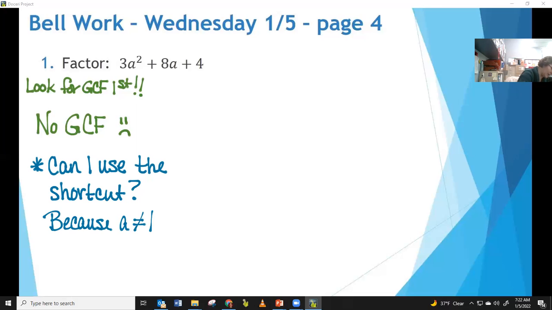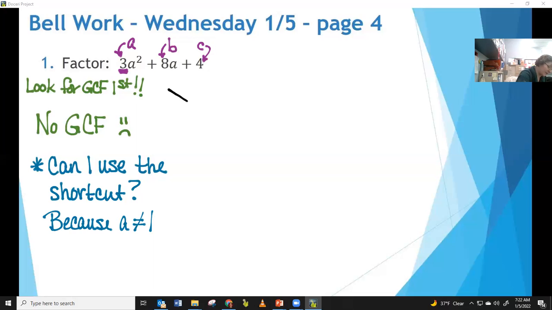I'm going to go up here and label these. We've got our A value. I realize that our variable is also called A, but these terms have names. This is our A term, our B term, and our C term right here. And if this number in front of the squared variable is not 1, can't use our shortcut. So we're going to have to use the X and the area model, the box.